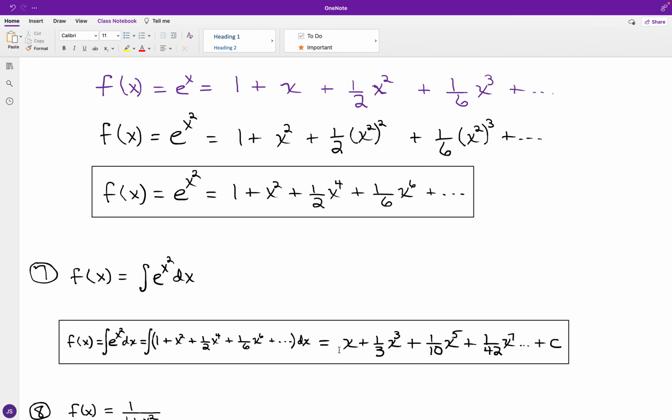And for the integral, we have x plus 1/3 of x cubed plus 1/10 of x to the 5th plus 1/42 times x to the 7th, and so on. And the more terms you have in the expansion, the more precision you will have in terms of integrating with respect to x the function where we have f of x equal to e to the x squared.